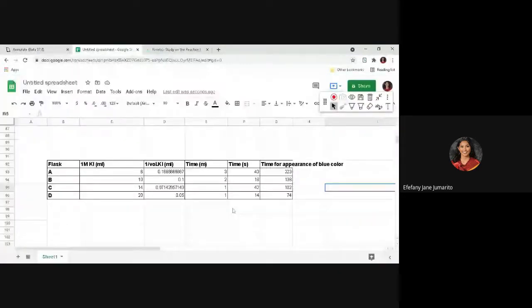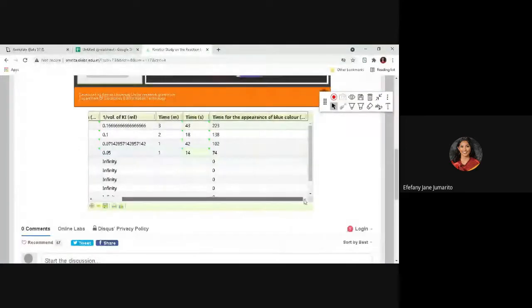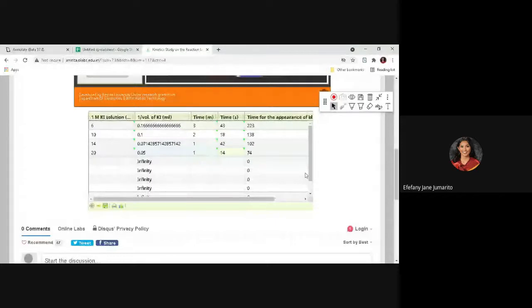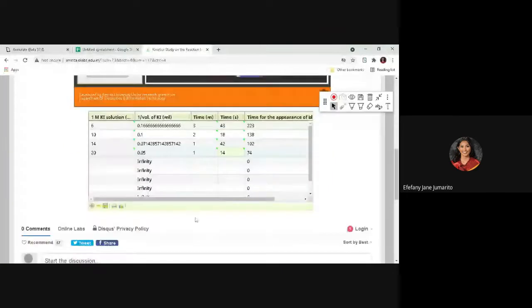Okay, so that's it. So this is our data. Now we are asked here in our virtual laboratory. Easy na kay siya. Okay, we can save. And then we can add a chart. Click here if you want a chart.